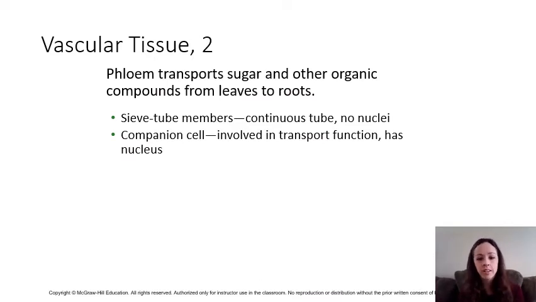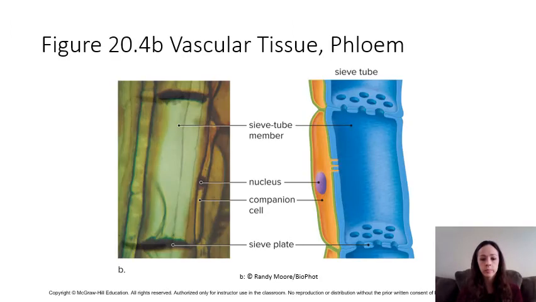After the sugars are made by the chloroplasts, these flow down the phloem to the other plant cells to be used for energy. The sugars flow through the sieve tube members, which are called so because there are pores in their cell wall. Notice here the pores at the top and at the bottom of the sieve tube member. This is what gives these cells their name.